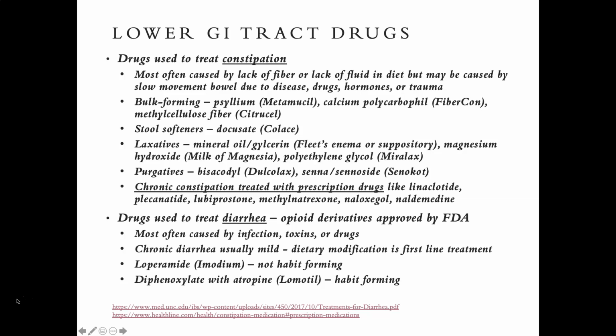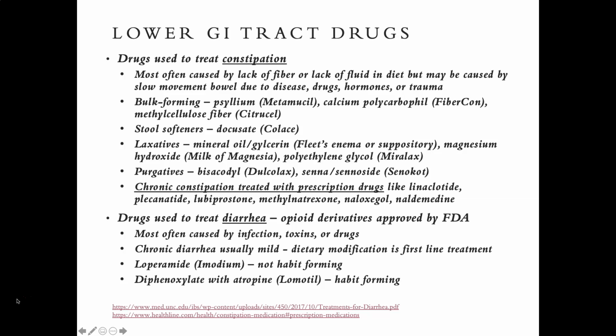Diarrhea is most often caused by infection, toxins, or drugs. And that's the acute kind. Chronic diarrhea is usually mild, and dietary modification is the first line of treatment. But when you're dealing with acute diarrhea, you're usually looking into infection, toxins, or drugs as the cause.